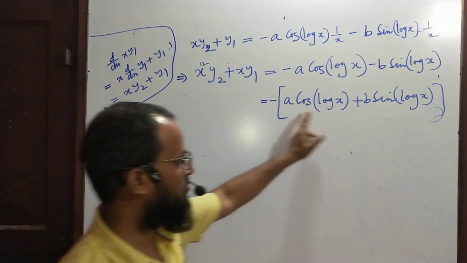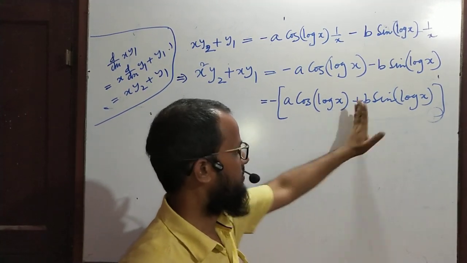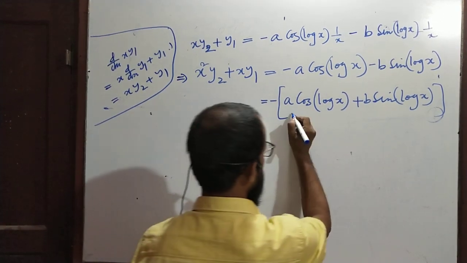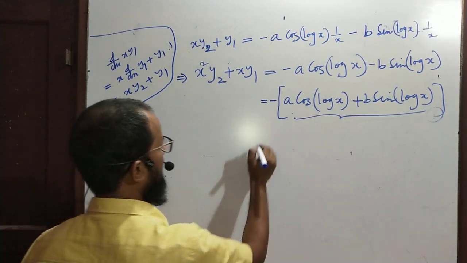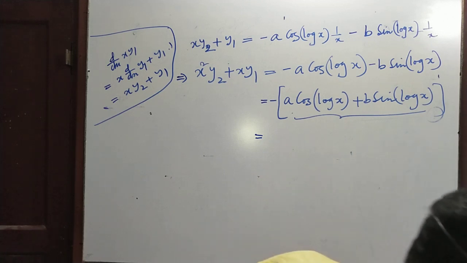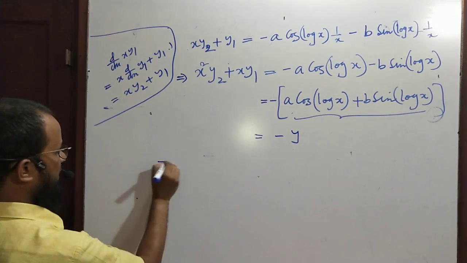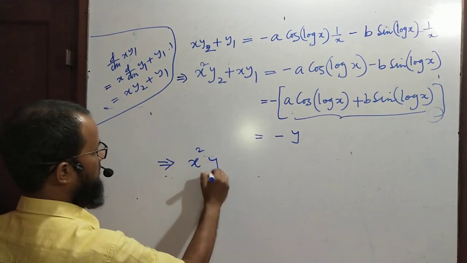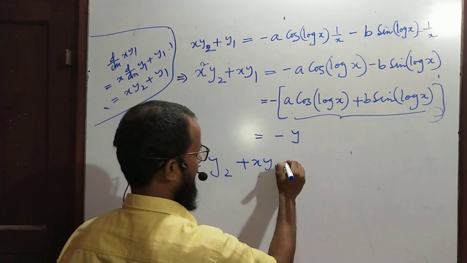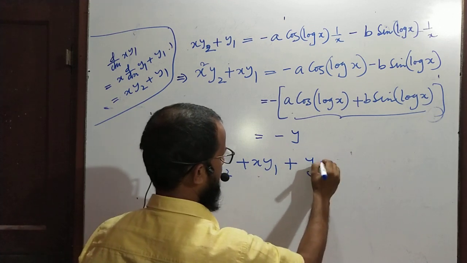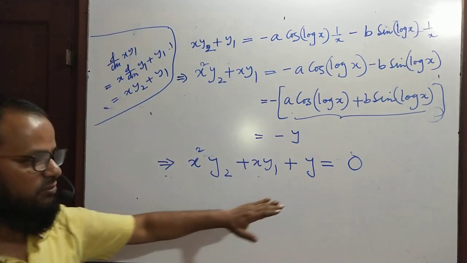This term is nothing but your given relation, y. It can be written as y. This is equal to minus y. Finally, you can write x square y2 plus x y1, and if y comes from the right hand side to the left hand side, it becomes plus y, and the right hand side becomes 0. And I think this is the final result you wanted to prove.